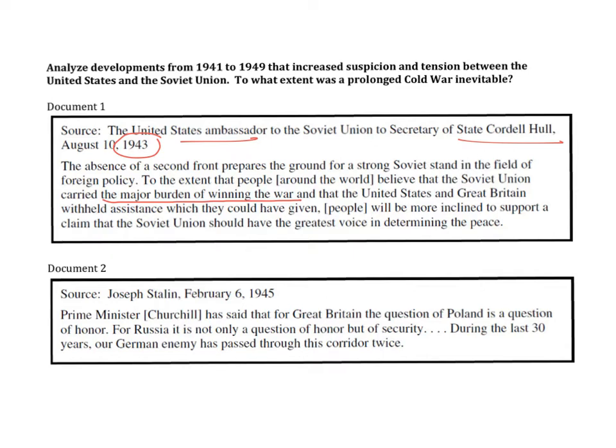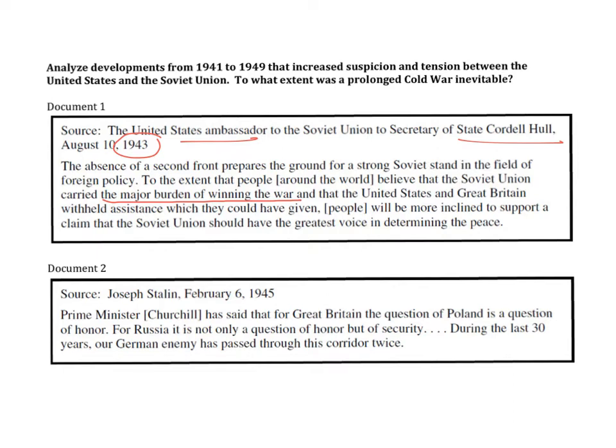Let's look at document 2. Joseph Stalin, this is February 6, 1945, so this is right about the time of Yalta. And he says, Prime Minister Churchill has said that for Great Britain, the question of Poland is a question of honor. For Russia, it is not only a question of honor, but of security. During the last 30 years, our German enemy has passed through this corridor twice.